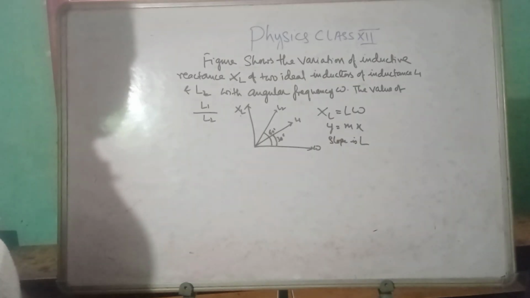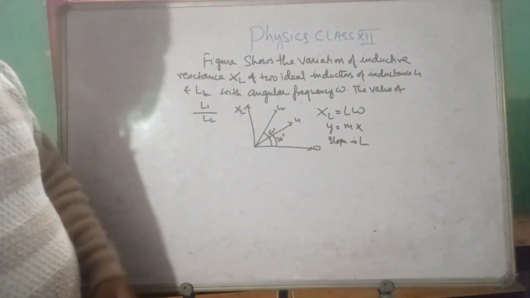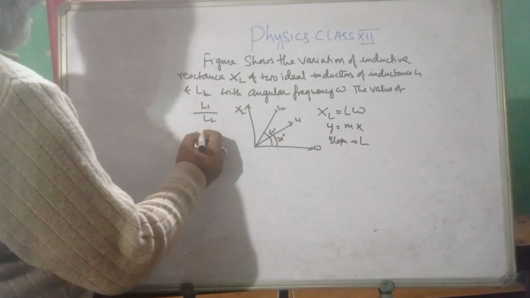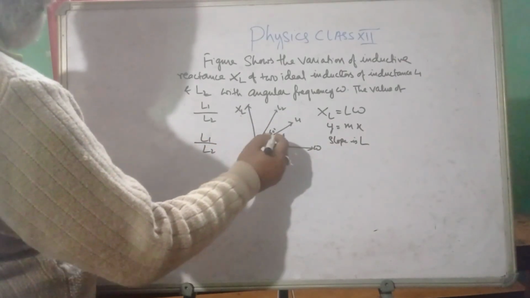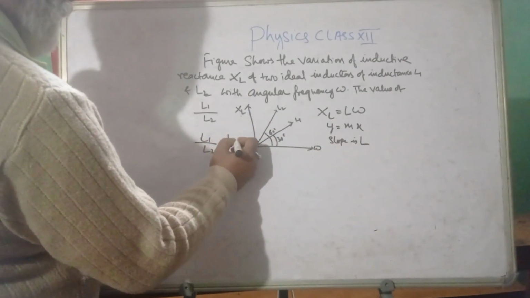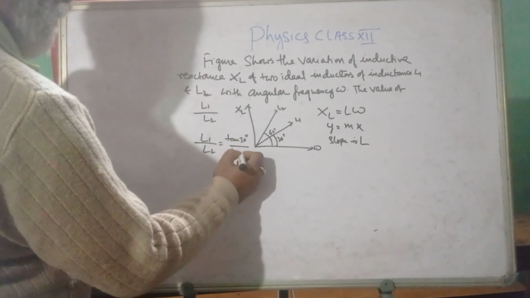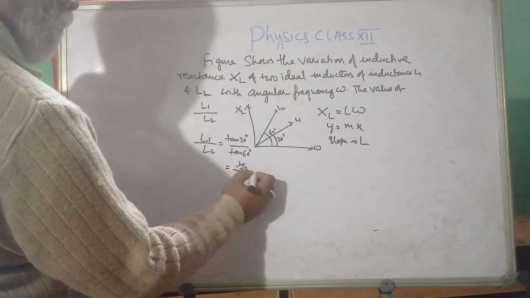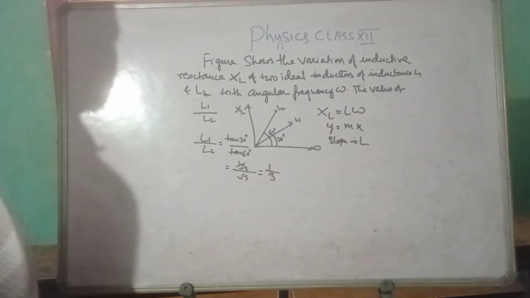Inductance is your slope, because these two become your variables and this is the slope. So you have to find out the relation between L1 by L2. The slope of L1 is tan 30 degrees and the slope of L2 is tan 60 degrees. So this is 1 by root 3 by root 3. So this will be equal to 1 by 3. So this is your answer.